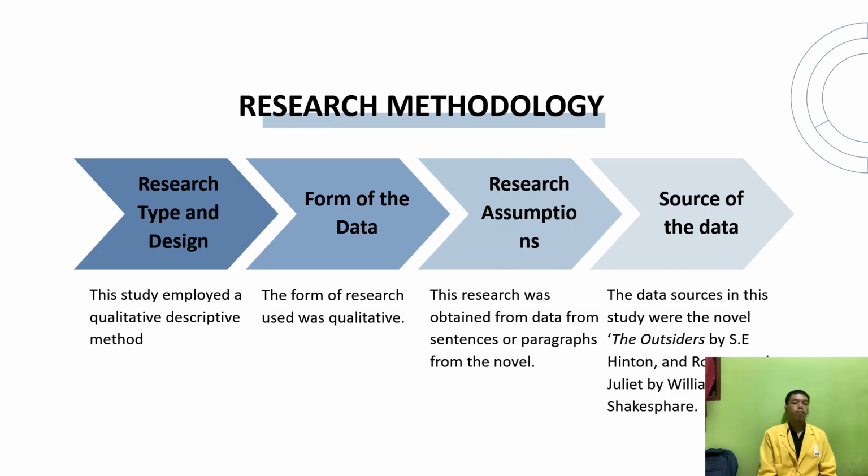Research methodology. The research type and design of this research employ a qualitative descriptive form of data. The form of the research was a qualitative research assumption. This research obtained data from sentences or paragraphs from the novels. Source of the data. This research's source data is from the novels The Outsider and Romeo and Juliet.